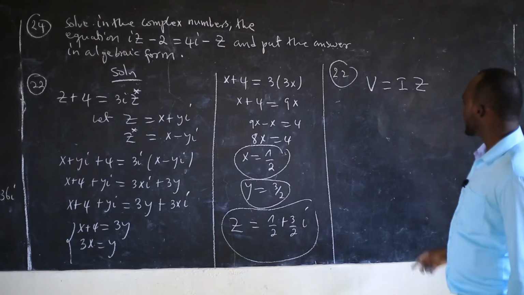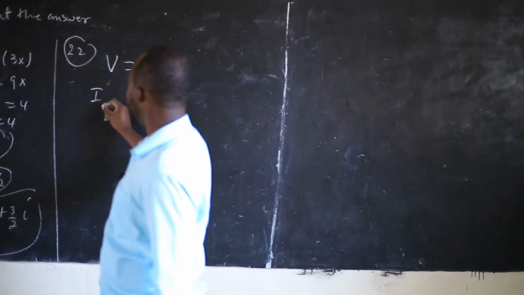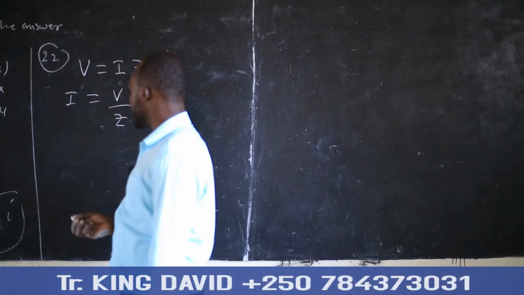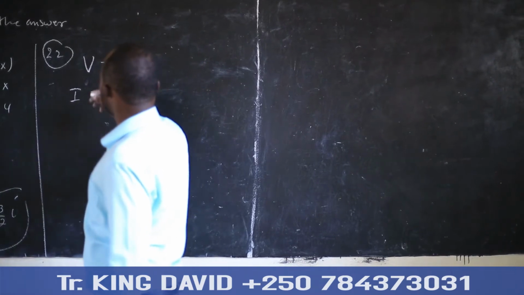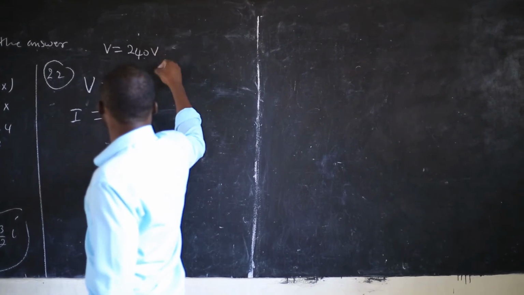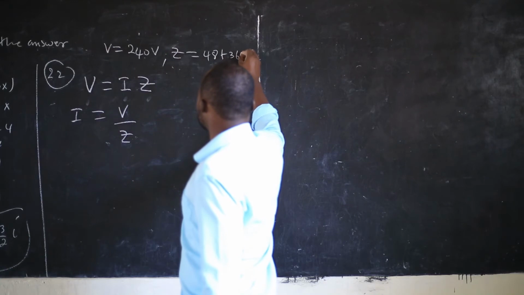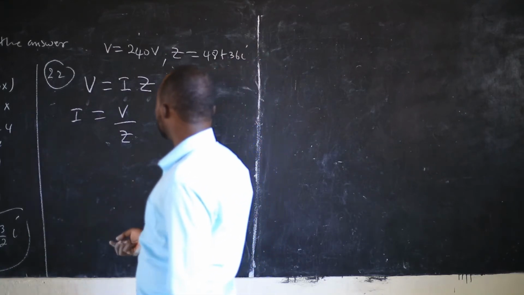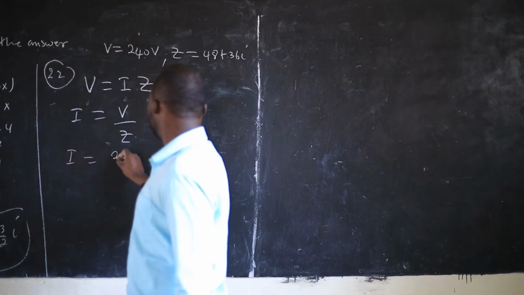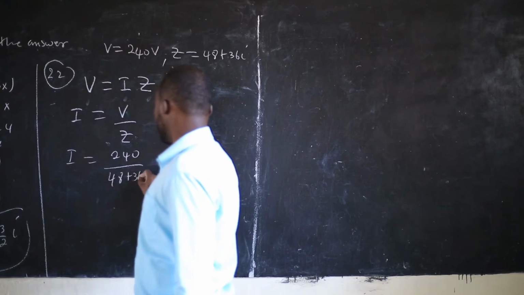So now the question is asking us the current when we are given V and impedance. So our current must be equal to V divided by what? Impedance. Our V equal to 240 volts, our impedance equal to 48 plus 36i. So now we're going to find the current. Our current will be equal to 240 divided by 48 plus 36i.